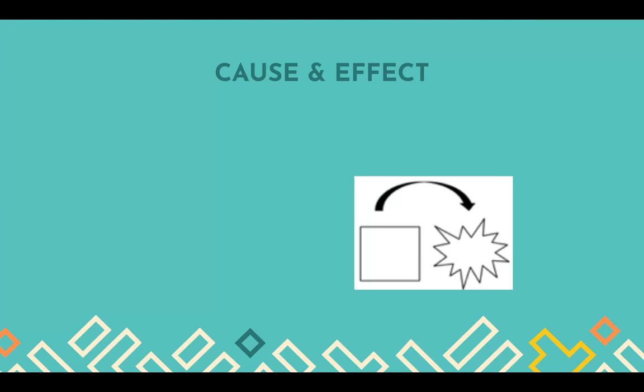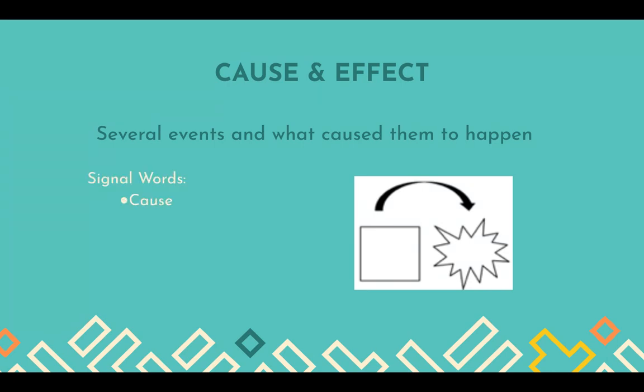You see the graphic right there, and what that is showing is that there's several events and what caused them to happen. It can actually also be just one big main event and give you different causes. Remember that when we say the cause, we're talking about why something happened. So some signal words to look out for are cause, because, as a result, due to, and for this reason. All of these point to explaining why something happened or the result of something happening.